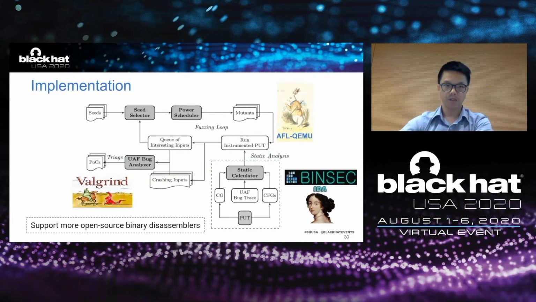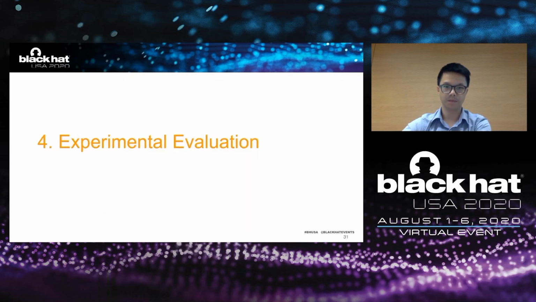For implementation, we build our tool on top of the popular fuzzer AFL in QEMU mode. We use IDA Pro to get the control flow graph of the tested binaries, and we also aim to support more open source binary disassemblers like Radare. And then we develop plugins of the binary analysis framework for static computation. Finally, we use a profiling tool like Valgrind in the triage process.